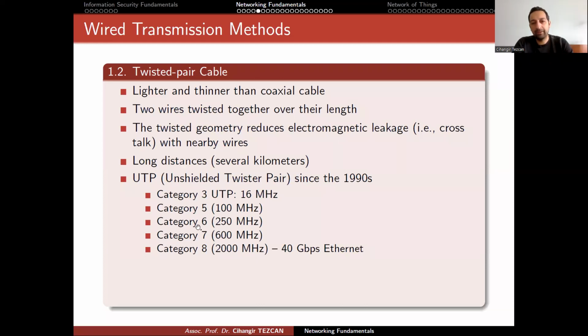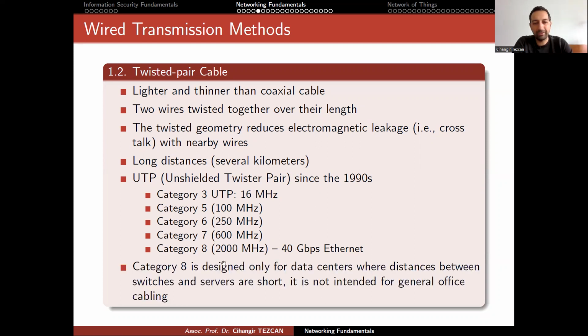But Cat6 is more reliable because that is just a theoretical upper bound here. But here you can physically achieve that capacity almost all the time. There are higher categories like Cat8. It provides 40 gigabits per second. So you might ask why we are not using it. Cat8 is designed only for data centers where distances between switches and servers are short. It is not intended for general office cabling, because in office cabling, even in a building, you can use more than 100-meter cable like Cat5, so it wouldn't cause any problem.